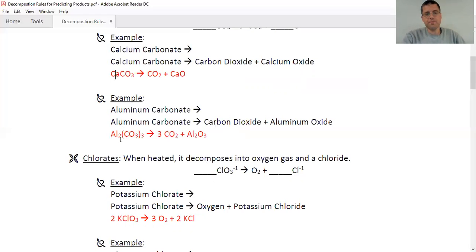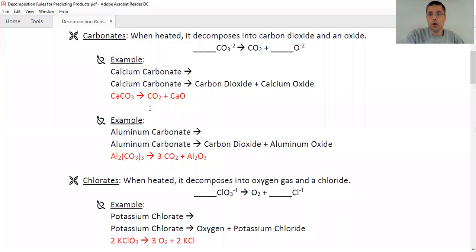Because again, would aluminum rather be by itself, or would it rather be bonded to some oxygens to get that full outer shell? Obviously, it's going to want to bond with oxygen to get that full outer shell. Because some kids might ask, well, what if you get CO2 and then some diatomic oxygen, and then you get aluminum by itself? Well, if you've got aluminum there, it's going to go with the oxygen. Okay, so that's the carbonate polyatomic ion.